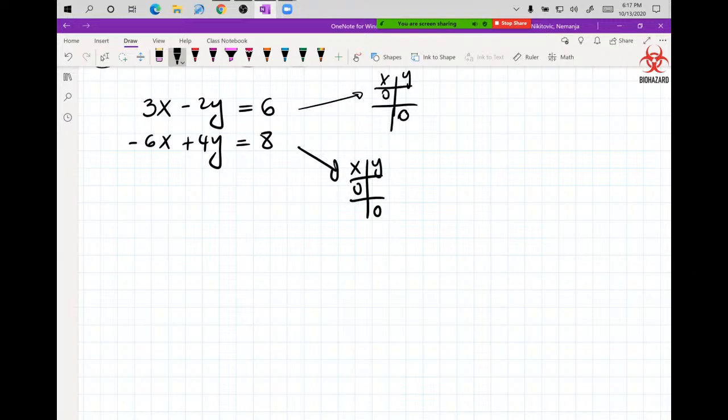So I'm going to let you guys fill these values in. I'm going to give you a few minutes, and then when you're done, we're going to graph this and see what the solution is.